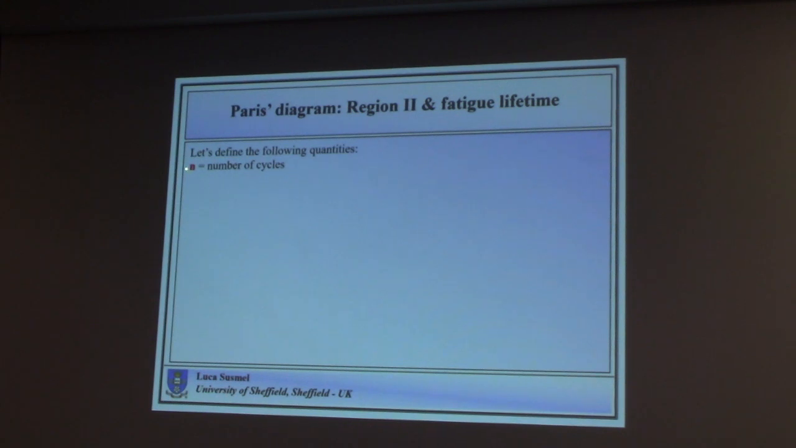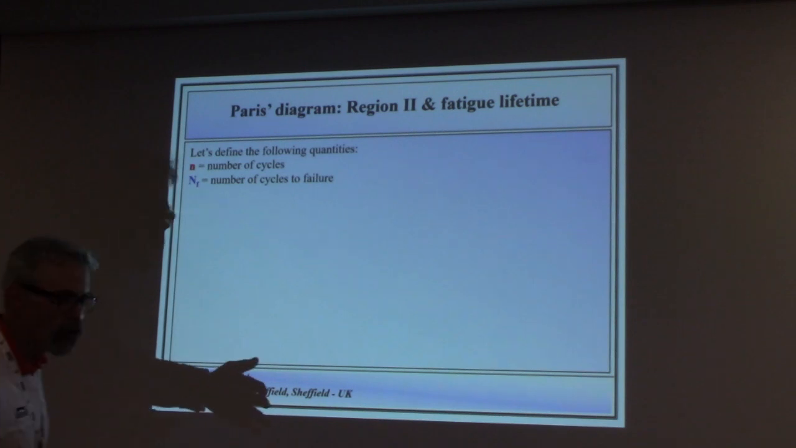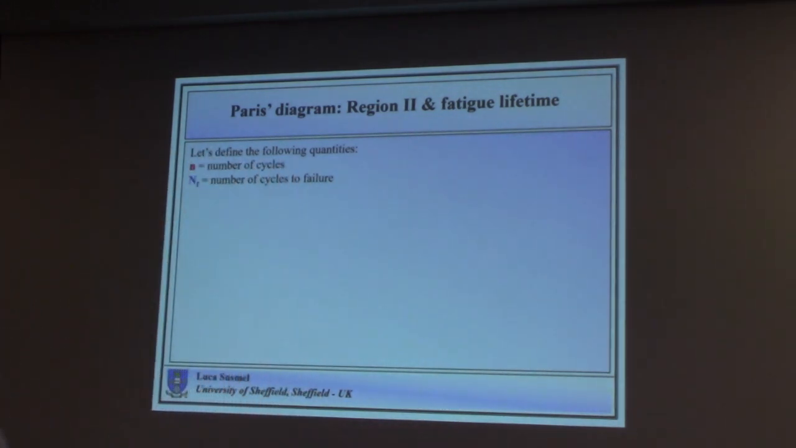So if we define little n as the number of cycles to failure and nf the number of cycles to failure, which can be the number of cycles you need to reach a critical configuration. It couldn't be just the complete failure of your component. You could say up to this point my component is safe. After that I don't want to risk, or it's too risky for me. So it's a failure in general terms. Okay? So when your component is no longer usable, it doesn't mean that your component must be completely broken.